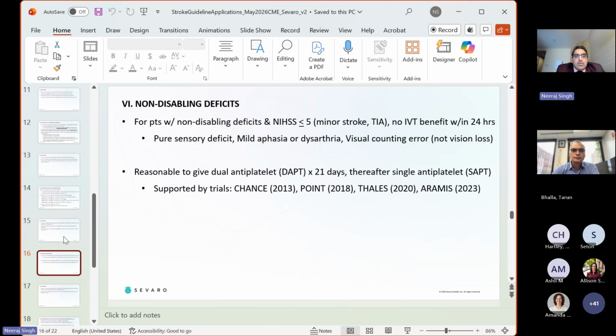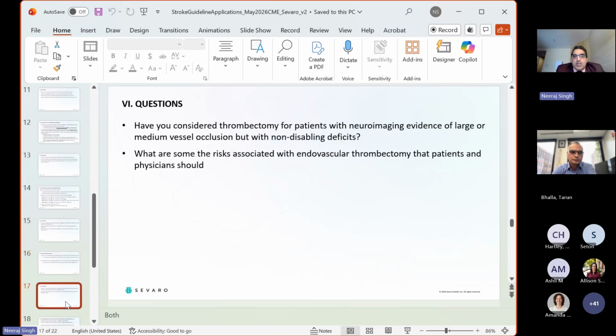that instead it's reasonable to just give dual antiplatelets for at least 21 days, maybe longer, depending on the severity of cardiovascular disease that the patient may have, and thereafter single antiplatelet therapy. And that's been supported by various trials, such as the CHANCE, POINT, THALES, and ARAMIS trials over the past few years. Can I just confirm with you, Dr.